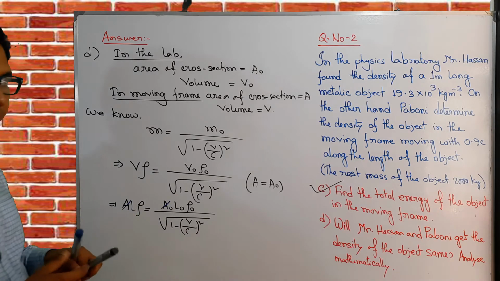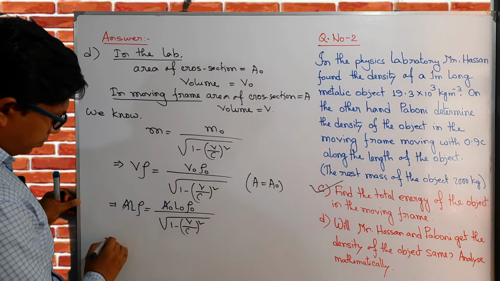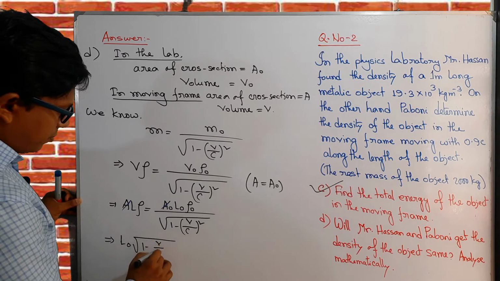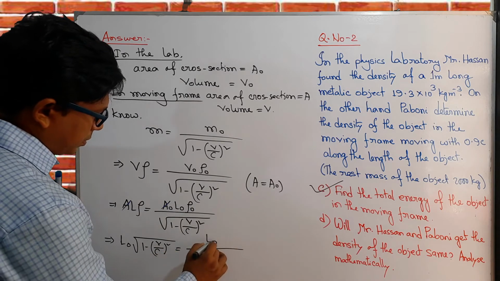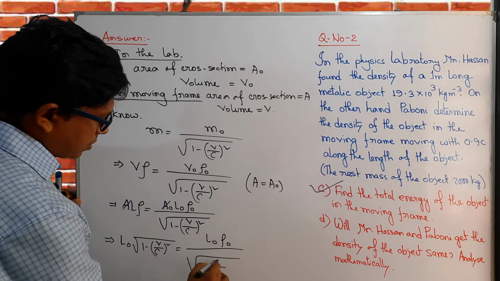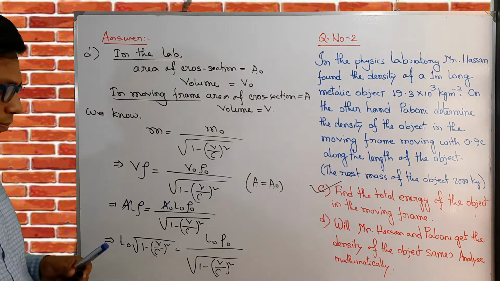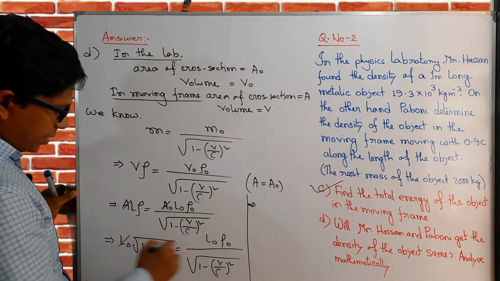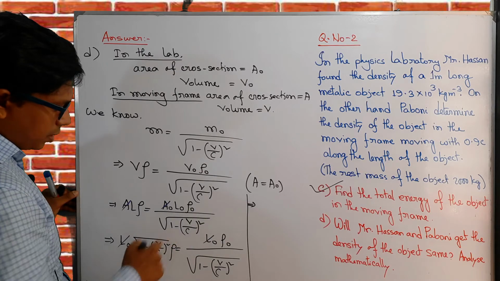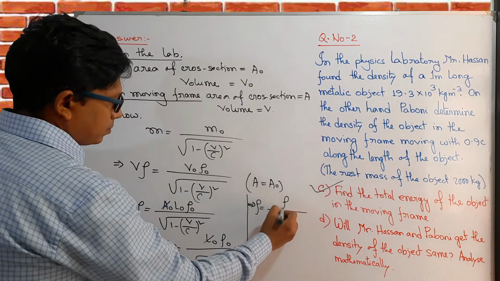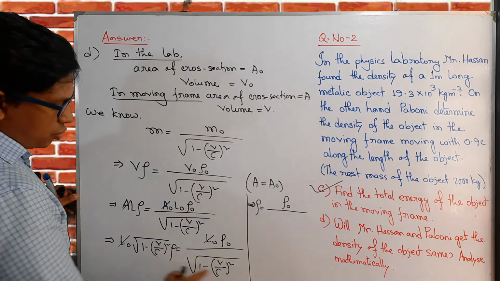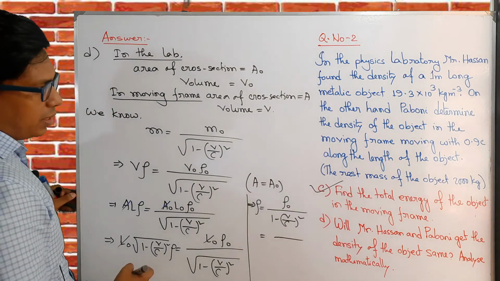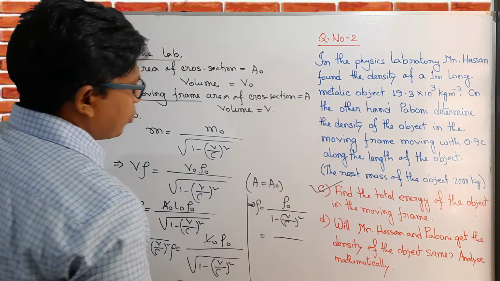Now here L is present. We know another equation for L: L equals L naught root of 1 minus v by c whole square. So A L rho equals A naught L naught rho naught root of 1 minus v by c whole square. We can easily cancel L naught here, and rho equals rho naught after multiplying these two items, 1 minus v by c whole square. Here the density of the object in the rest reference frame is given as 19.3.